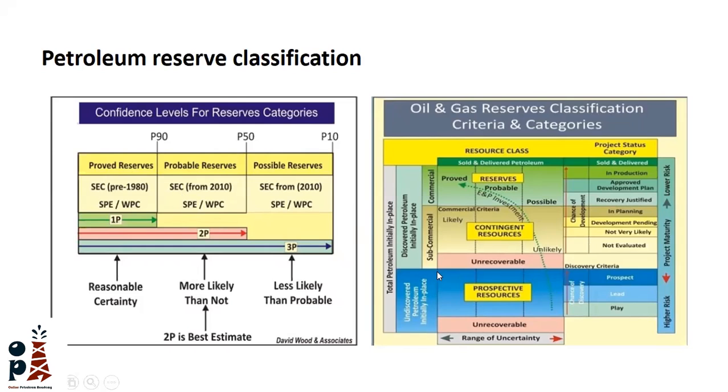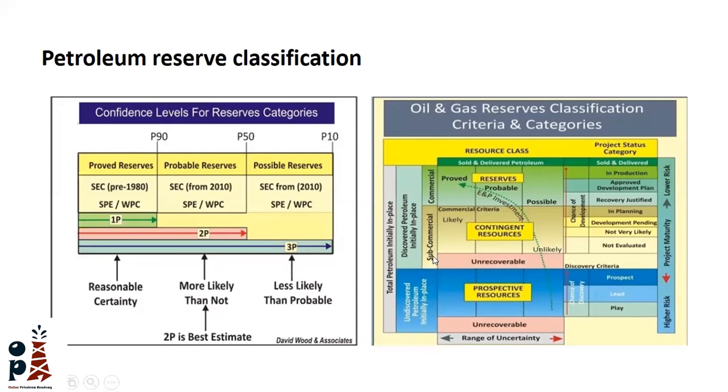If we look at the right chart, we find that the phase begins with prospective resource. With time, we develop a chance of discovery from play to lead to prospect. If we find a prospect, then we go to the exploration phase and begin to drill exploration wells and shoot seismic. If it is commercial, it's discovered. We call it discovered petroleum.